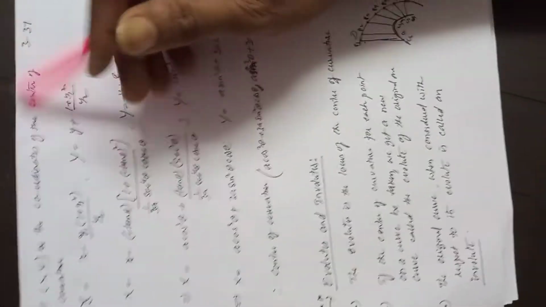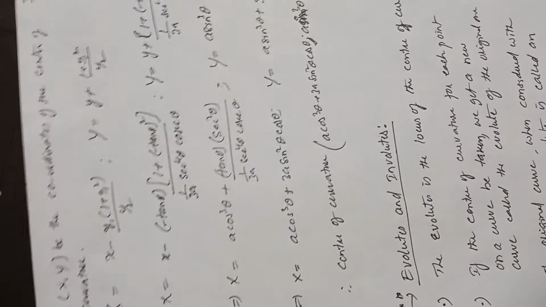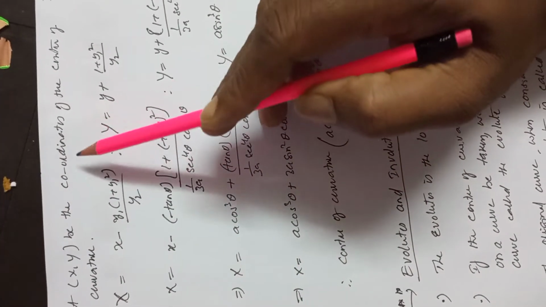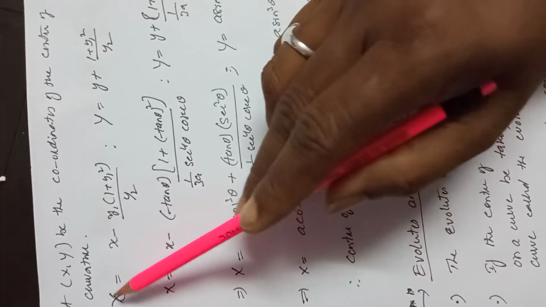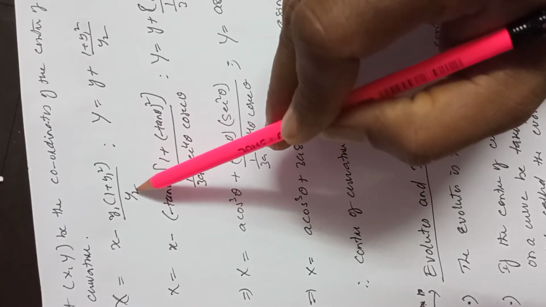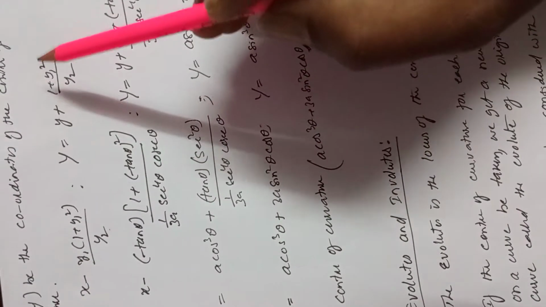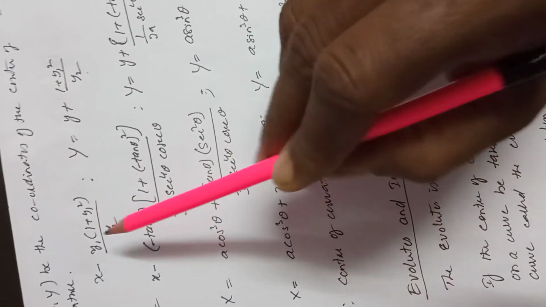Next one. After getting y1 and y2 values, that is dy by dx and d square y by dx square values, now we have to write the coordinates of the center of curvature. Now x comma y, capital X is equal to x minus y1 into 1 plus y1 square by y2, where capital Y is equal to y plus 1 plus y1 square by y2. Now we are substituting those values.